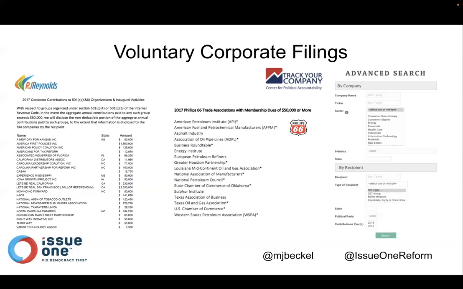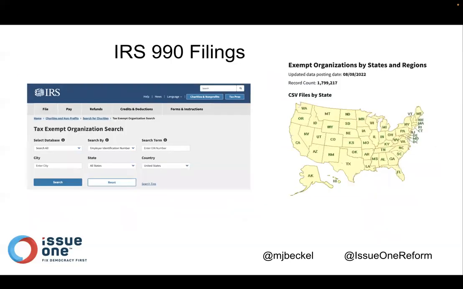And again, because these are voluntary corporate filings, some companies choose to upload that information once a year. Some do it twice a year. There's really not a uniform pattern or a uniform day of the year, but these can be super interesting and valuable for trying to connect money and the beneficiaries of that money.